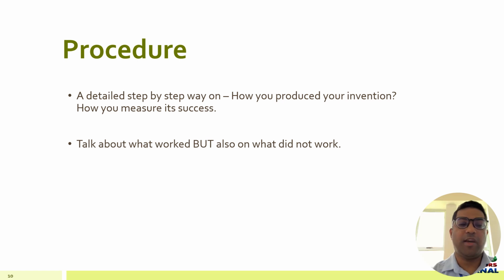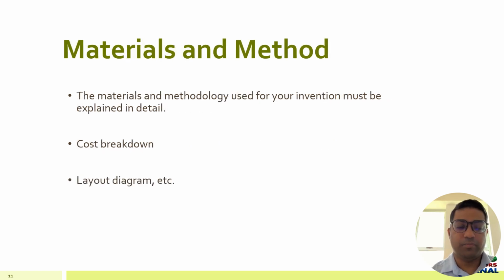So here you have to write down a detailed, step by step way how you have done your experiment, how you proceeded with your invention, and how you measure its success. Talk about what worked, but also what did not work. So you have to provide both. Basically, when we talk about procedures, these are the things that should be included. Of course, you should have the materials as well as the method of how you have done your experiment.